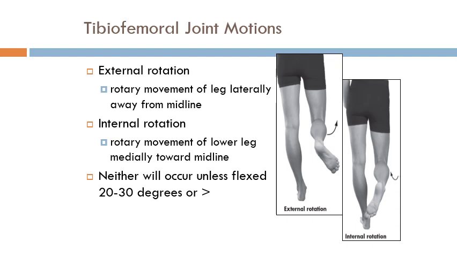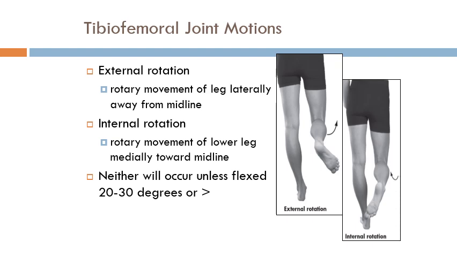Now, tibiofemoral rotation. There is going to be some rotation that takes place. External rotation, as you see in the picture, is movement of the leg laterally away from the midline. Internal rotation is rotation of the lower leg medially towards the midline. Neither of these will occur unless the knee is flexed at least about 20 to 30 degrees or more.